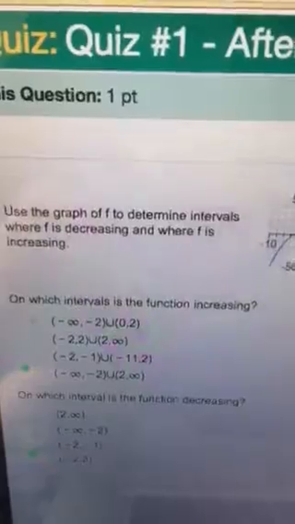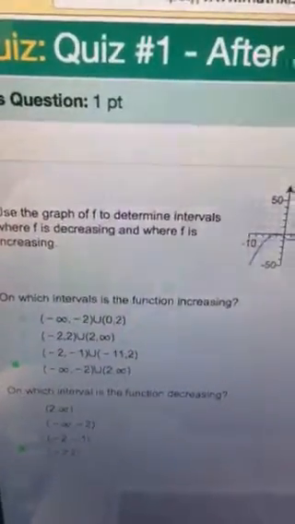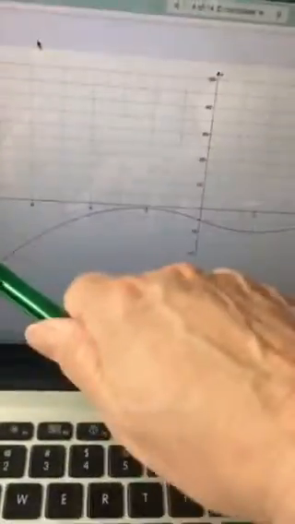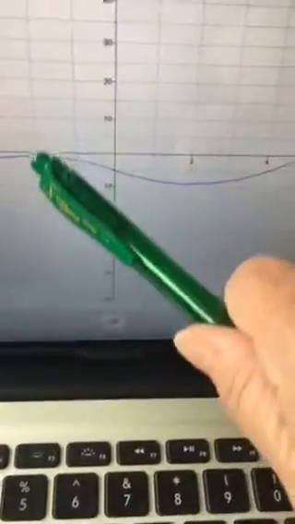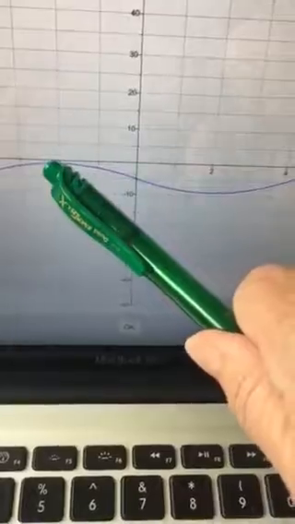It says use the graph to determine intervals where f is decreasing and where f is increasing. What I want to do is show you this. If you click this magnifying glass right here, you can make your graph larger so that you can zoom out and see what's going on. So notice on this one, we are going from negative infinity up to 2. And that's where it starts changing.